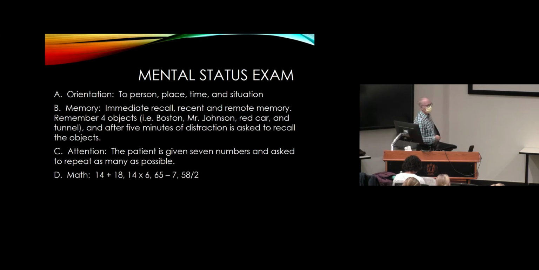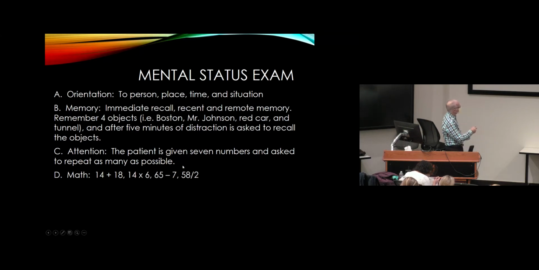We can ask a patient to remember objects, so I like to ask a patient to remember 4 objects, and I would strongly suggest you use the same ones every time, or you will forget. If you're just coming up with things on the fly, then you'll get confused yourself. So I ask, remember Boston, Mr. Johnson, red car, and tunnel. See if the patient can repeat them back. If they can't, give them another practice, and then say, okay, good, now I'm going to ask you to remember those in about 5 minutes. And we'll discuss later the anatomy of what's involved in that.